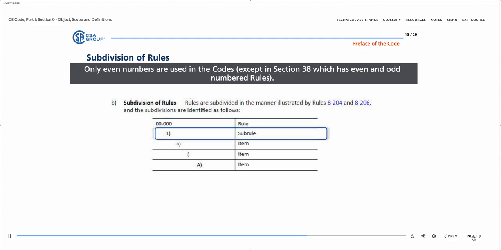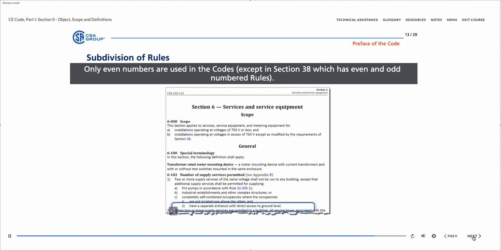Then subrules are marked with 1, and the A, I, and A are described as items. For example, when referencing the outlined rule, write it out as shown.